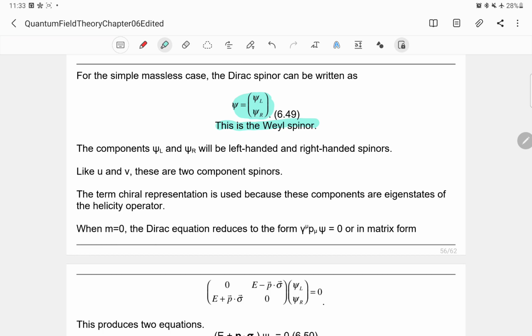The components psi L and psi R will be the left-handed and right-handed spinors, and like Q and V, these two are two-component spinors. The term chiral representation is used because these components are eigenstates of the helicity operator. So this thing you have to remember.